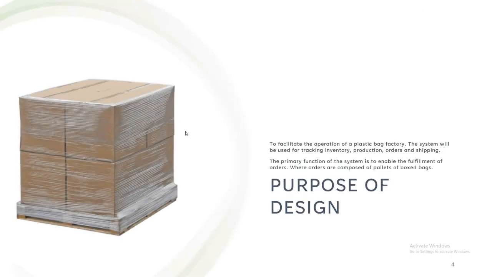So the scope of the project was to implement the interface for the first prototype designed in Assignment 1. The purpose of the design is to facilitate the operation of a plastic bag factory. The system will be used for tracking inventory, production, orders, and shipping. The primary function of the system is to enable the fulfillment of orders, where orders are composed of pallets of boxed bags. So it's a system that the factory uses to track their orders, inventory.